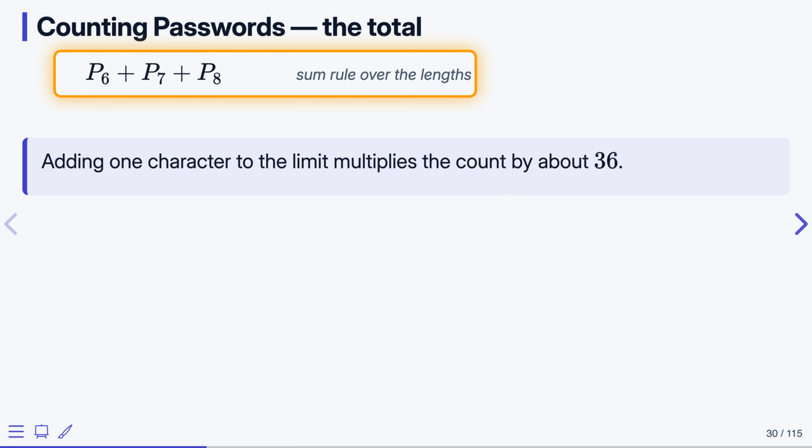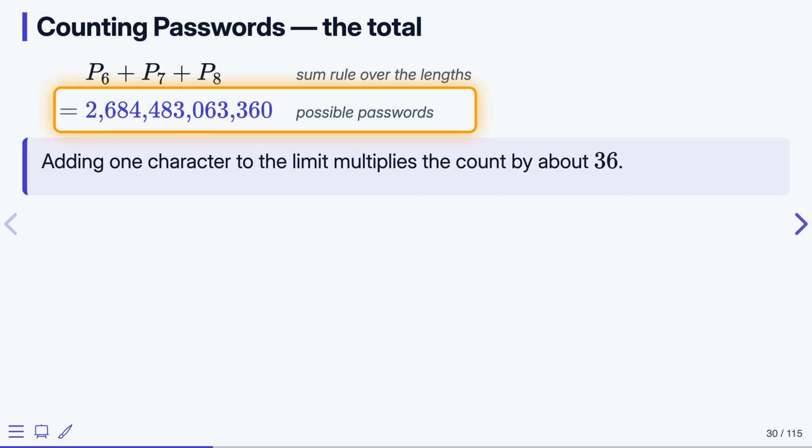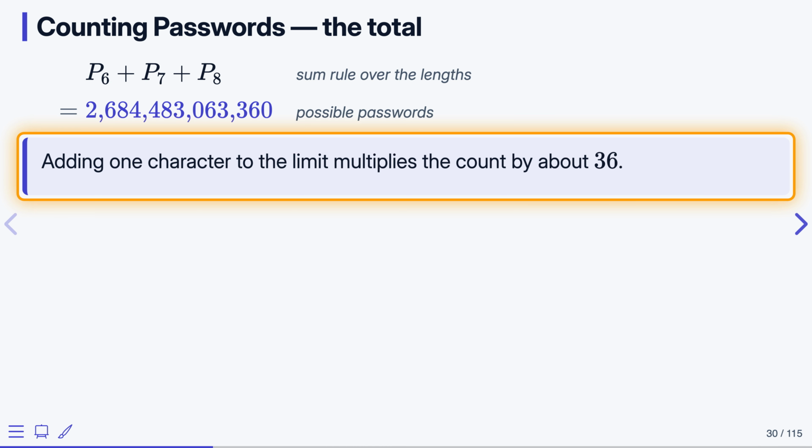Last step. The three lengths are separate cases, so the sum rule finishes the job. Add P6, P7, and P8. The total is 2,684,483,063,360 passwords. Look at the three rows again. Each extra character multiplies the count by about 36. That is why a longer password is so much harder to guess.